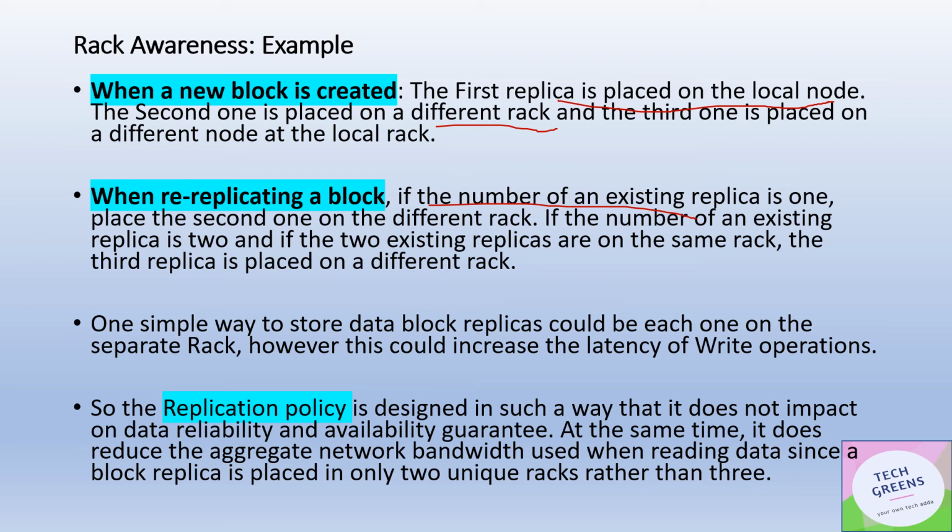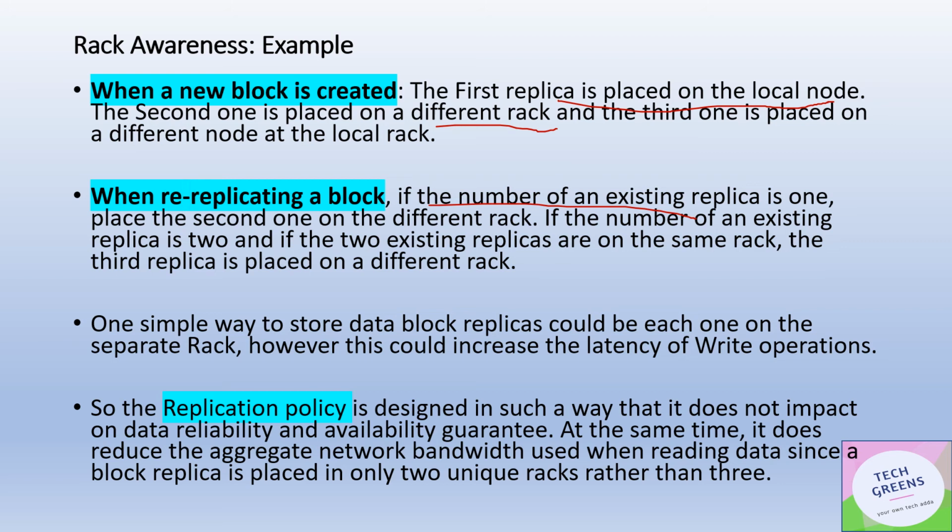Let's try to understand the design theory, that why we have not kept all the blocks on separate racks altogether. Why do we keep two blocks on one rack? So see, here we have to understand the design trade-off that we have. One simple way could be that each replica block could be across all the racks in the data center. So we keep individual blocks on individual racks.